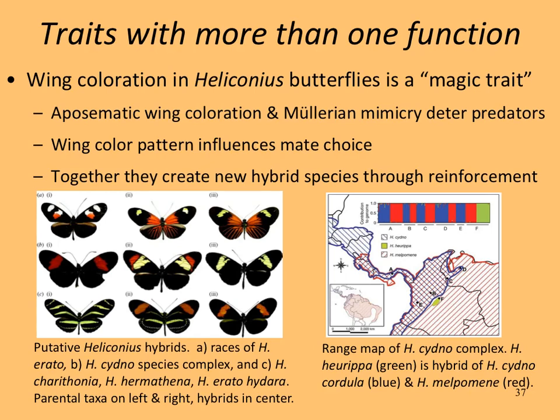And a magic trait, instead of the trait being in conflict between predators and the female, they're actually going in the same direction. And so there's a whole bunch of different species. There's Mullerian mimicry. So there's a whole bunch of species that co-occur and are all distasteful as well. Obviously the more there are, the fewer chances a predator is going to be confused about the signal.